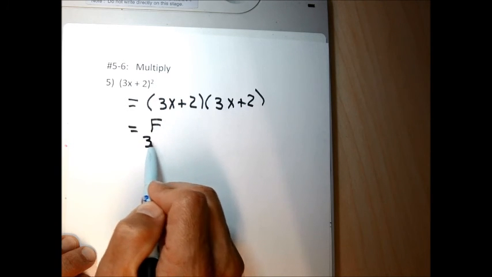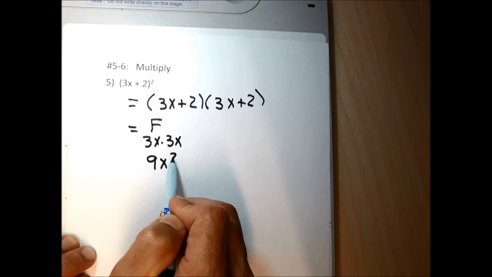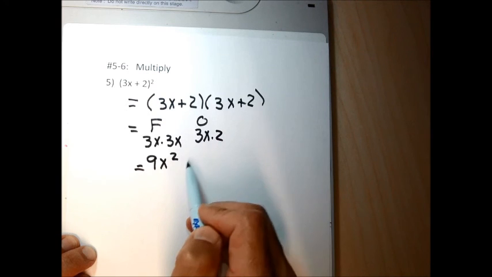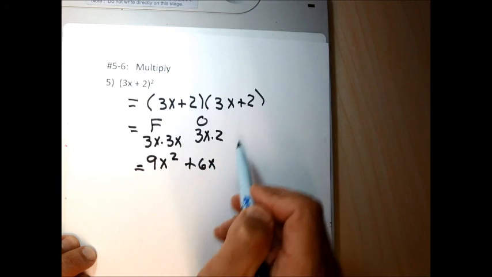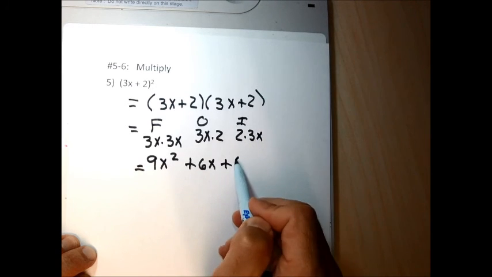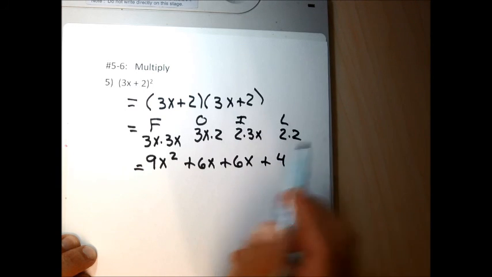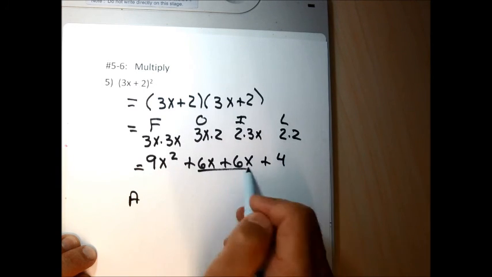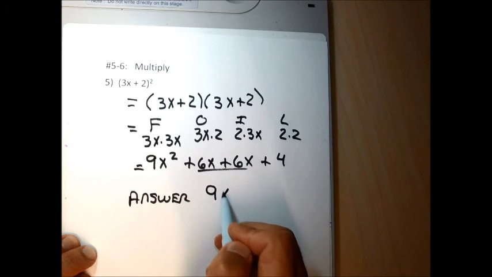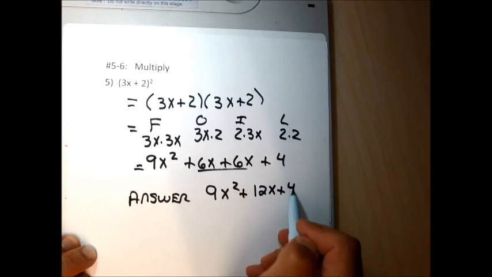First are going to be 3x times 3x, which is a 9x squared. Outers are going to be a 3x times a 2, which is a plus 6x. Inners are going to be a 2 times 3x, which is another plus 6x. And my last are going to be 2 times 2, which are a plus 4. For my answer, I'm just going to combine those terms, and I'm going to get 9x squared plus 12x plus 4 for my answer.